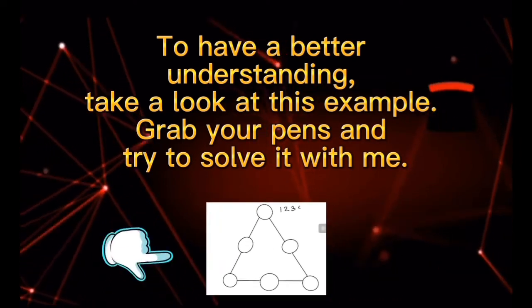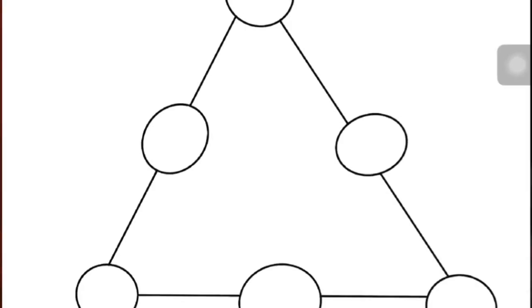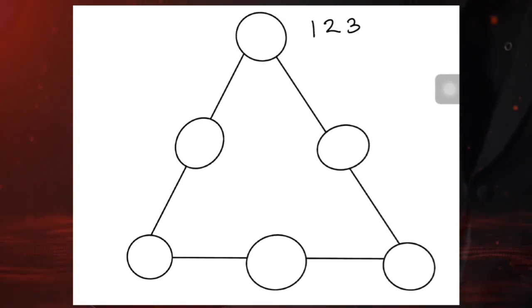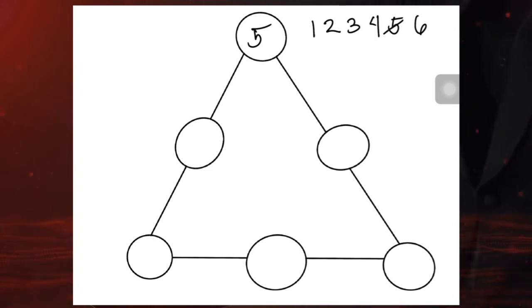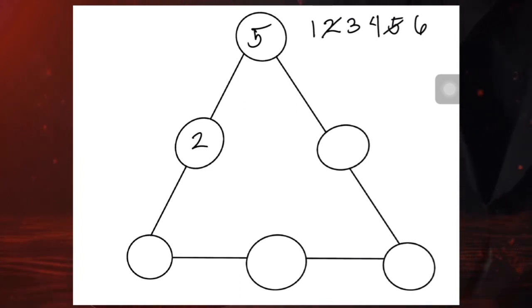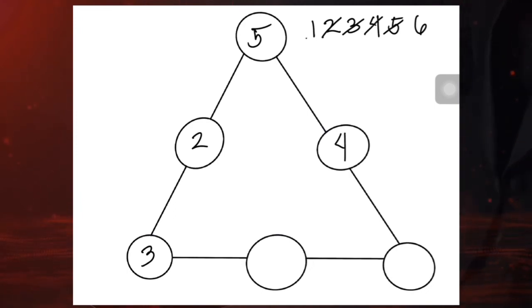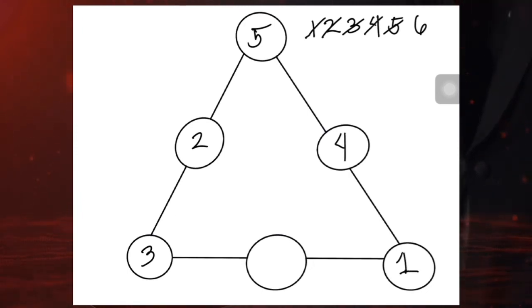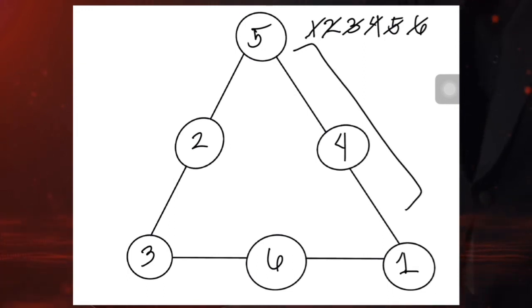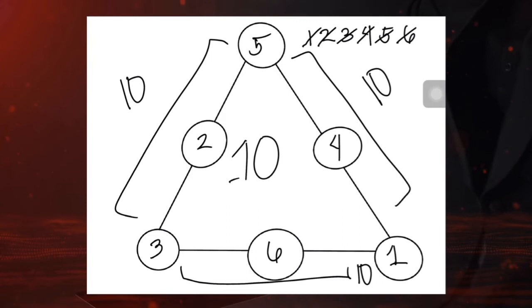Grab your pens and try to solve it with me. We just need to place numbers from 1 to 6 and get the same sum on each side of the triangle. Just think wisely and enjoy solving. Take a look at this. 5 plus 2 plus 3 equals 10. 5 plus 4 plus 1 equals 10. 1 plus 6 plus 3 equals 10. Simple as that, but remember that the important rule here is no repetition of any number.